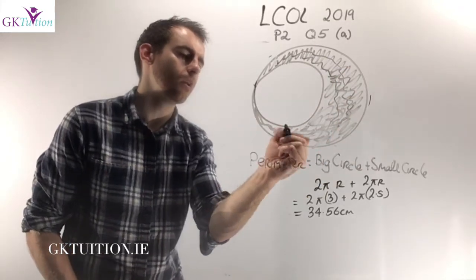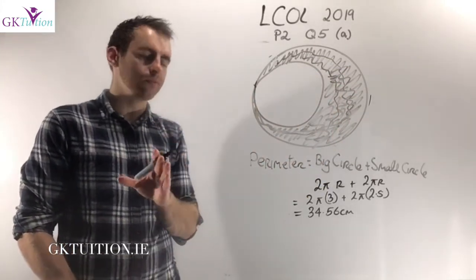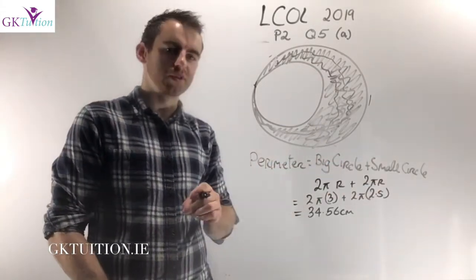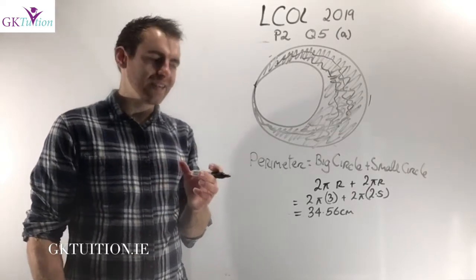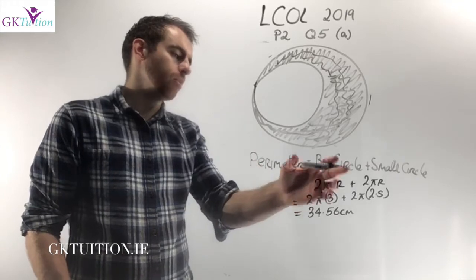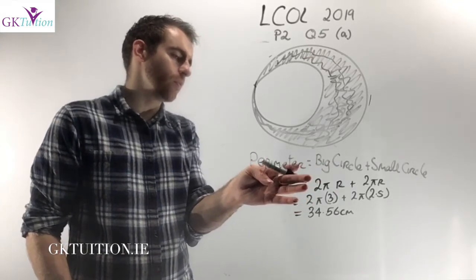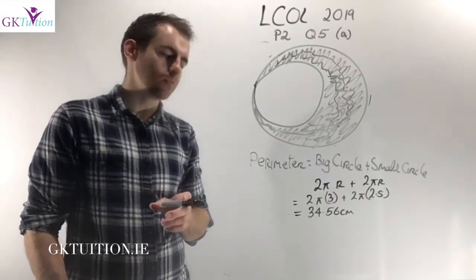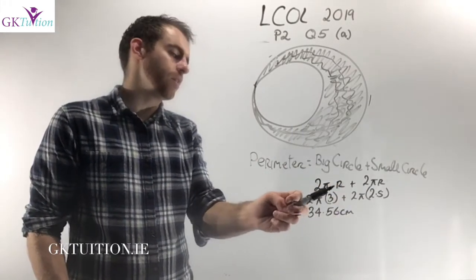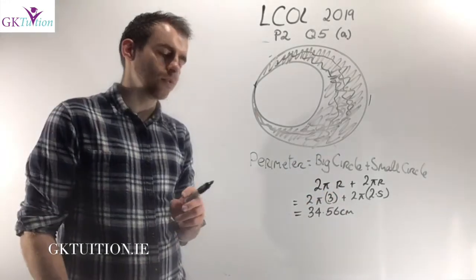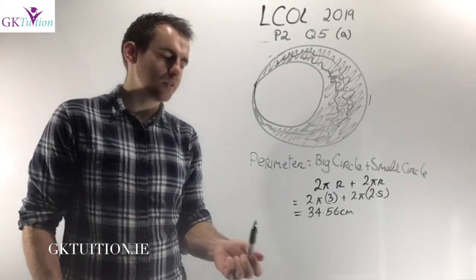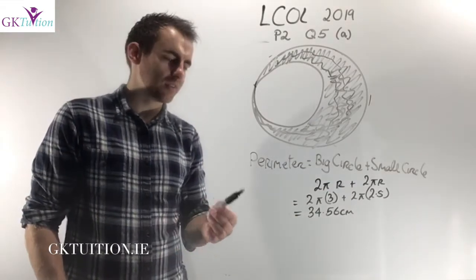If I wanted to follow all the edges around the crescent, I need to get both circumferences and add them together. So the perimeter is the circumference of the big one plus the circumference of the small one. Again, if you go to your maths tables, my formula is there. The formula for circumference is 2 pi r. So it's 2 pi r for the big one plus 2 pi r for the small one. We substitute 3 for the radius of the big one and 2.5 for the radius of the small one. If you plug that into your calculator to 2 decimal places, you get 34.56 centimeters.